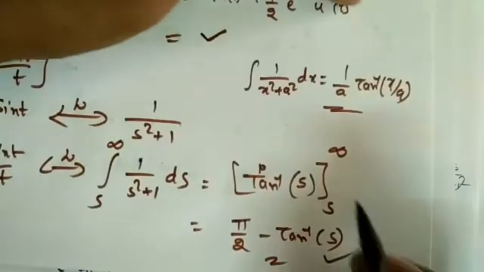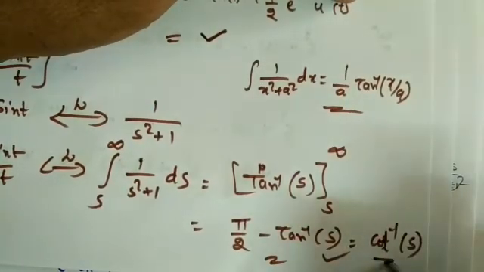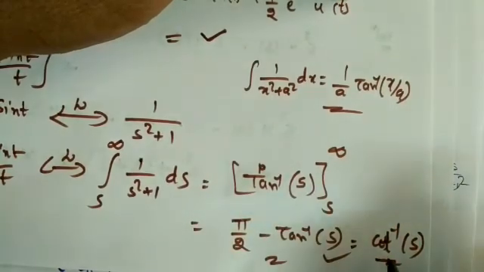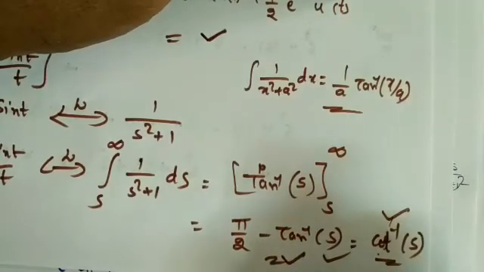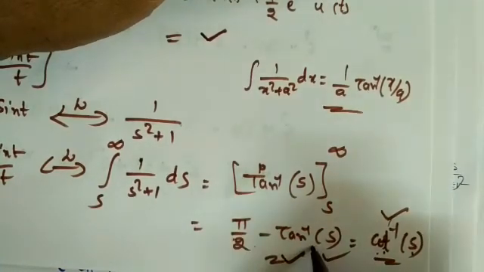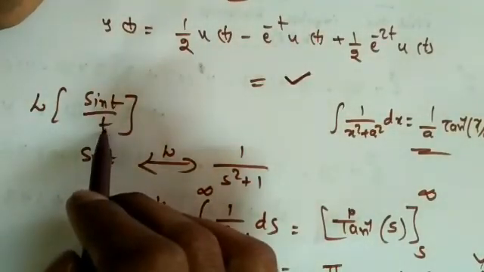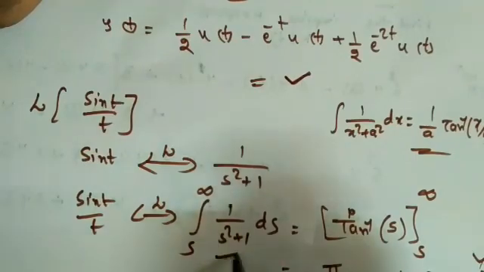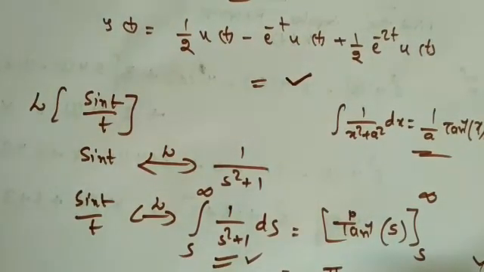And this can also be written as cot inverse s. Pi by 2 minus tan inverse s can also be written as cot inverse s. So either this one or this one will be there in the answer: cot inverse s or pi by 2 minus tan inverse s. Similarly, if some signal divided by t is there, we need to integrate in the s domain. So this is about some problems on the unilateral Laplace transform.